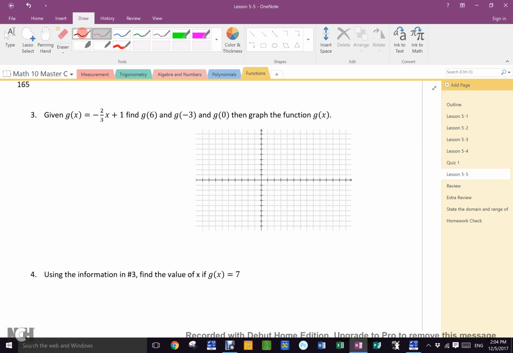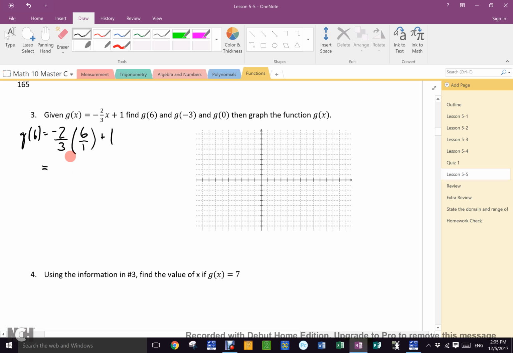I have a function. What are the inputs that I have? 6, negative 3, 0. So the g of 6 would be what? Negative 2 thirds times what? 6. 6 is really what? 6 over 1 plus 1, right? It does matter because it's negative 12 over 3, right? Yes, of course. Jack.